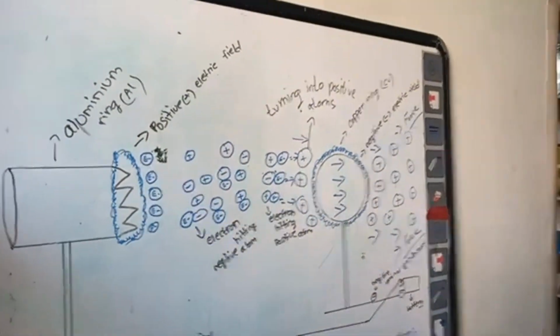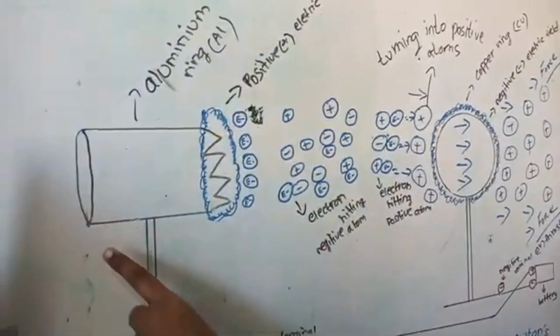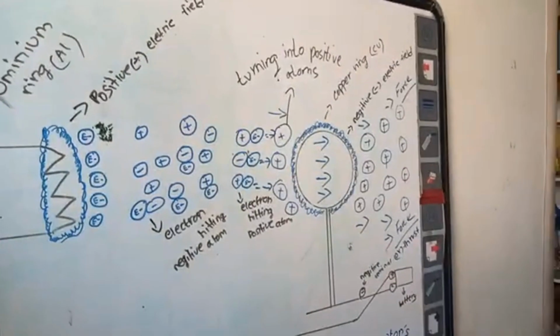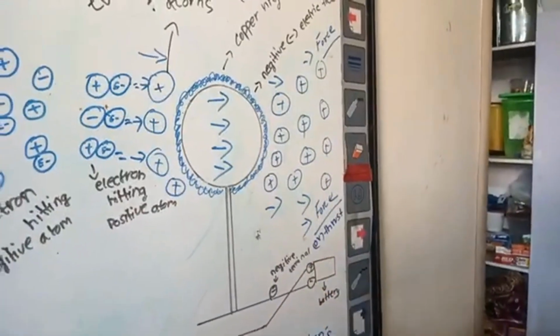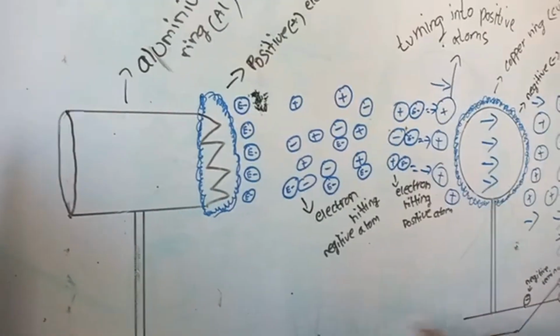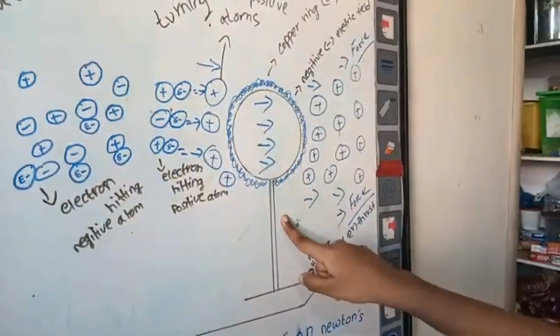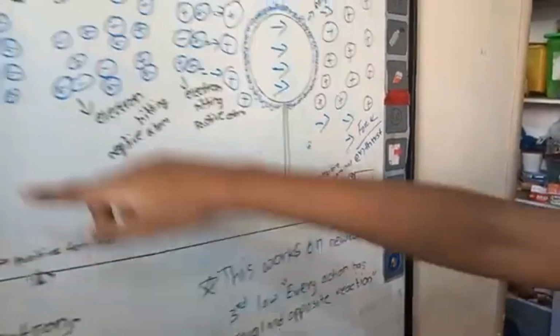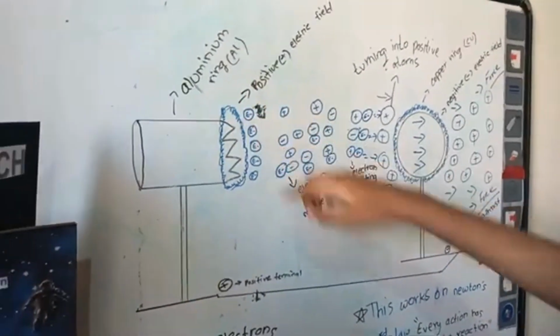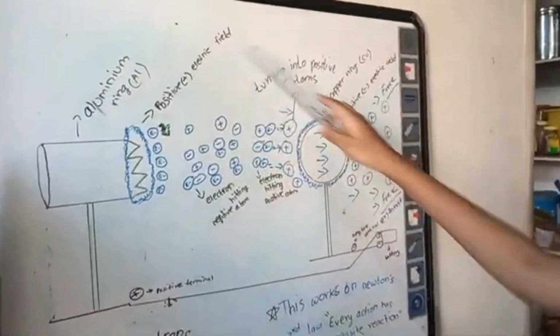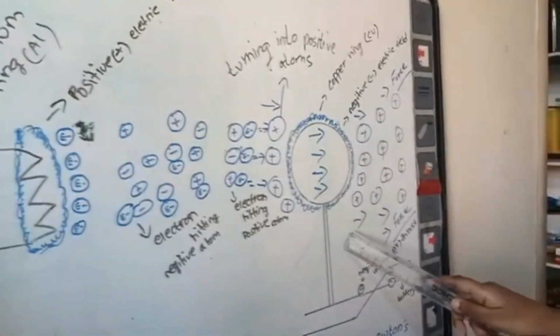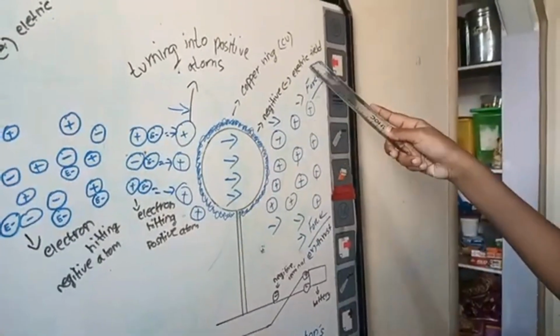Here you can see that I am sending electricity to aluminium and copper at the same time. I am sending electricity through the positive terminal to the aluminium and the negative terminal to the copper. So here they will be forming an electric field. As I am using the positive terminal here, it will form a positive electric field. And as I am using the negative terminal here, it will form a negative electric field.